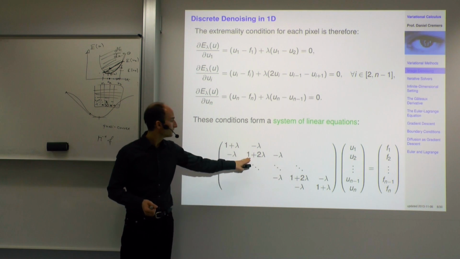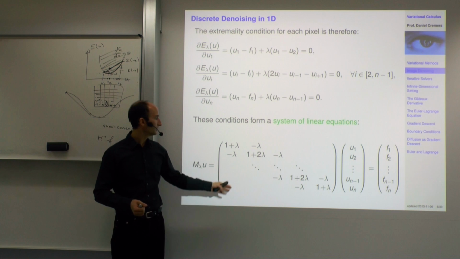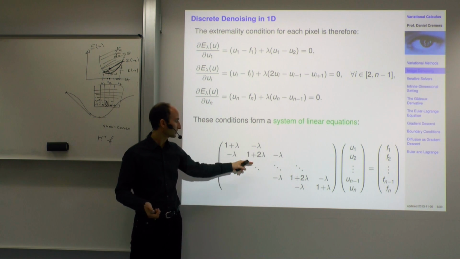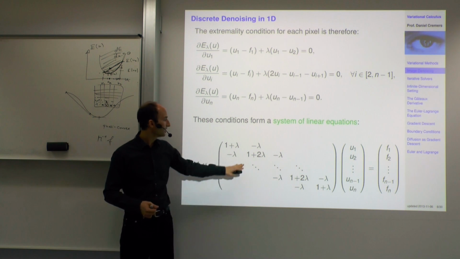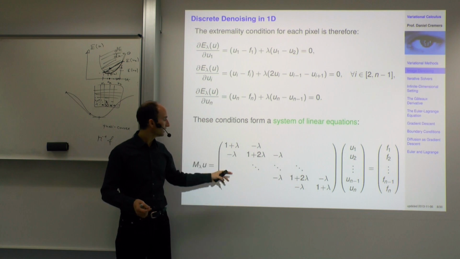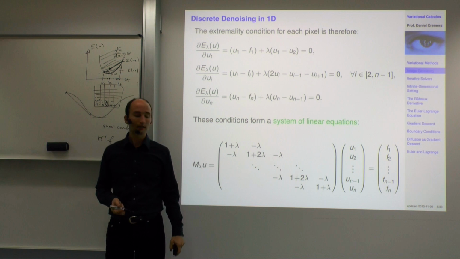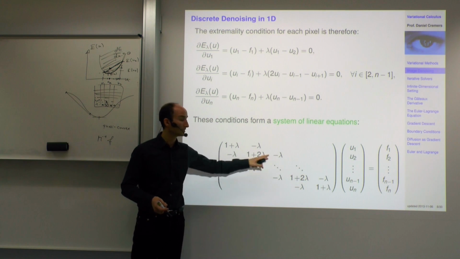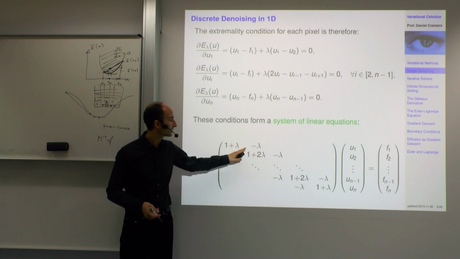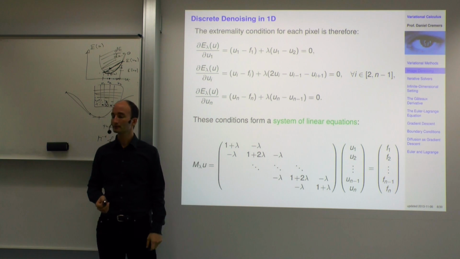And so the norm of 1 plus 2 lambda, they're all positive. Actually, lambda is positive, 1 is positive. So this is 1 plus 2 lambda, and the sum of off-diagonals is 2 lambda. And clearly 1 plus 2 lambda is larger than 2 lambda. So the diagonal really dominates.